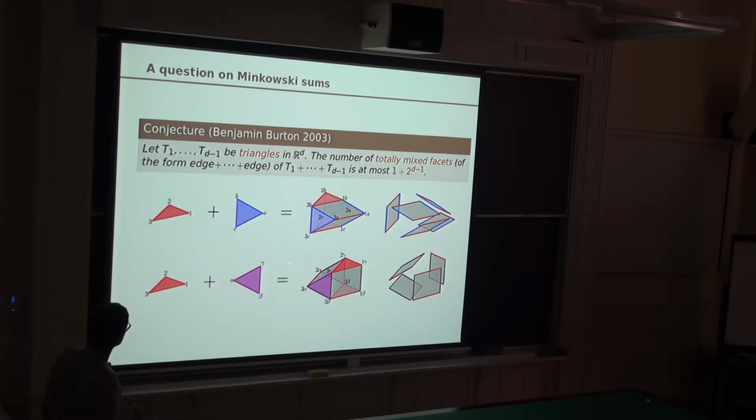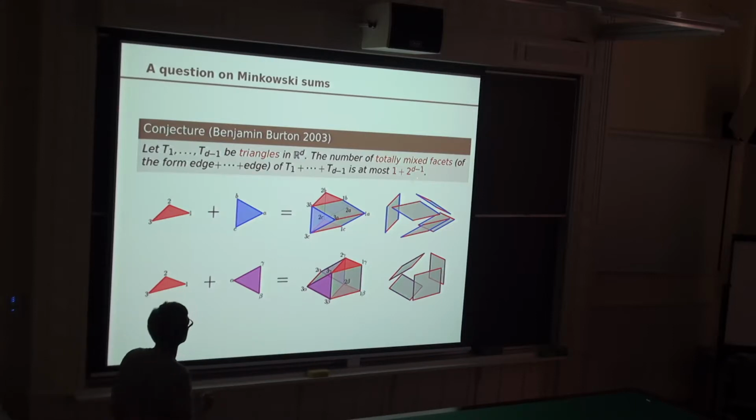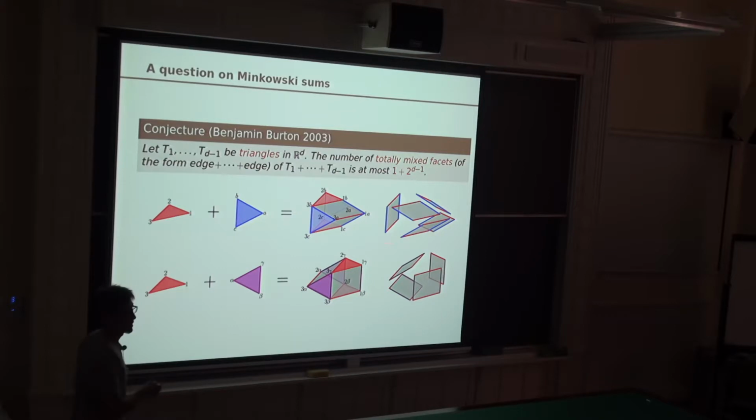Right? So here I gave you two examples. In this one, we have 5 totally mixed faces. In this example, we have 4. So this one is actually the upper bound. And he conjectured that this number is at most 1 plus 2 to the d minus 1. So in the case of d equals 3, that's 5. So this is the conjectured upper bound. So this is the problem as I got it.